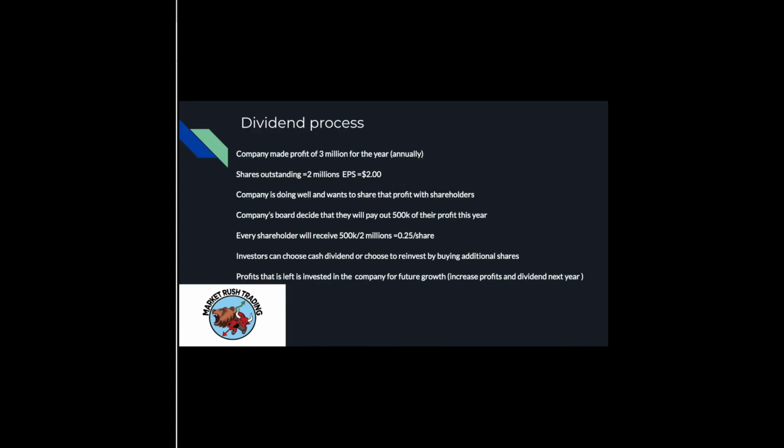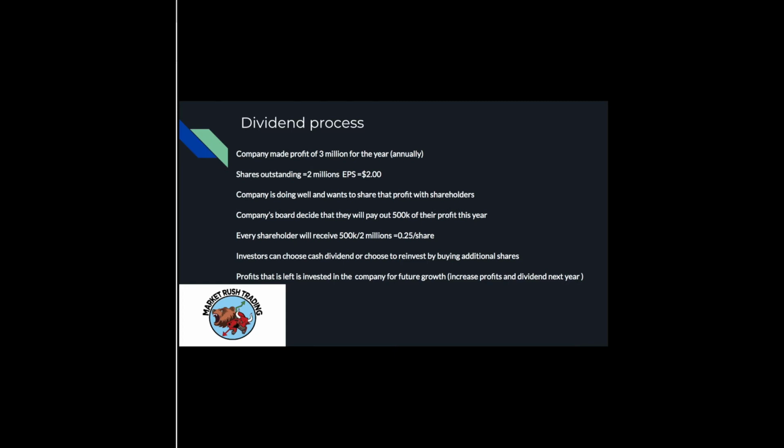So now let's move forward. This is the process of paying out dividends for companies. Let's say company XYZ made a profit of 3 million for the year. Shares outstanding is about 2 million shares. EPS, earnings per share, is $2. Now, the company is doing well and wants to share the profit with the shareholders because they gave money to the company. The company decides that they will pay out 500K of their profits this year to their shareholders.